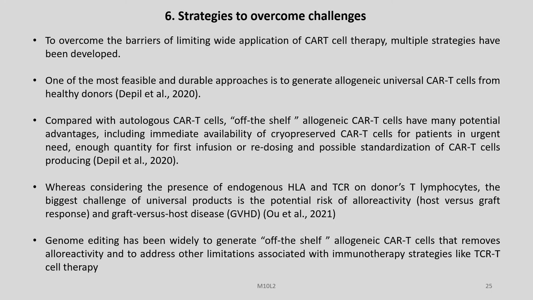Strategies to overcome challenges. To overcome the barriers limiting wide application of CAR T cell therapy, multiple strategies have been developed. One of the most feasible and durable approaches is to generate allogeneic universal CAR T cells from healthy donors. Compared with autologous CAR T cells of the self, allogeneic CAR T cells have many potential advantages, including immediate availability of cryopreserved CAR T cells for patients in urgent need, enough quantity for first infusion or redosing, and possible standardization of CAR T cell production.